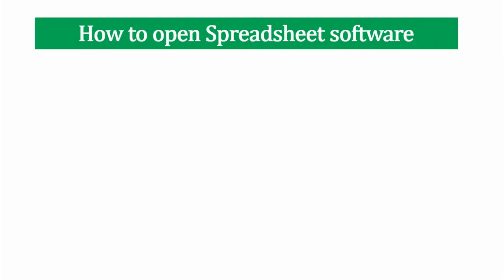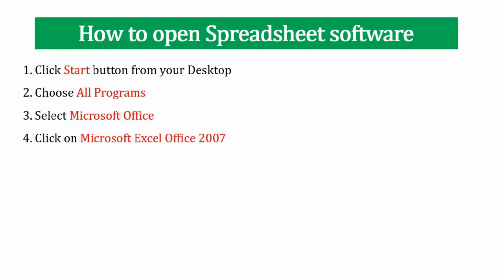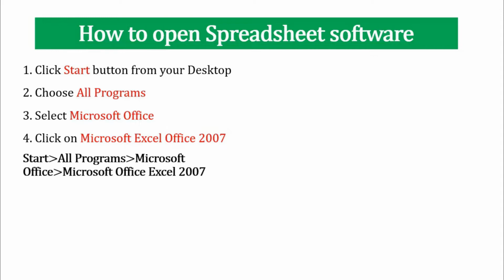First, see how to open Microsoft Excel. First, click on the Start button from your desktop. Then choose All Programs. Then select Microsoft Office. Finally, click on Microsoft Excel Office 2007. And then the Microsoft Excel 2007 window will be opened. In short, the procedure for opening Microsoft Excel: you will click on Start, then All Programs, Microsoft Office, then Microsoft Office Excel 2007.